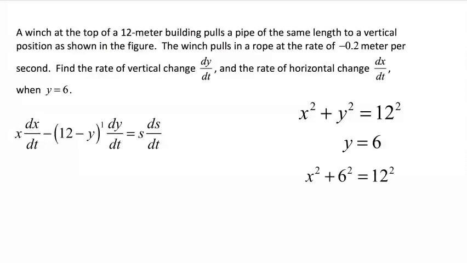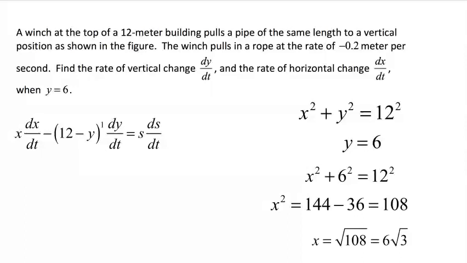So x squared plus 36 is 144, or x squared is 144 minus 36, or 108. So x is the square root of 108, which simplifies to 6 root 3. So when y is 6, x is 6 root 3. That's nice to know. But what about s?